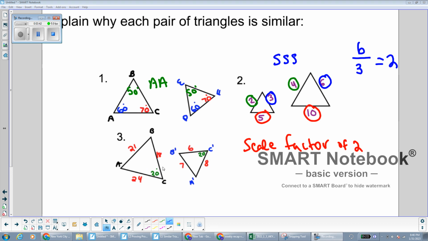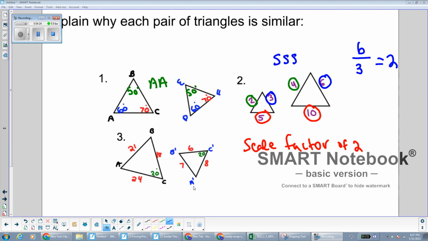The last pair of triangles have 3 pairs of proportional sides as well. To get from the smaller triangle to the bigger triangle, to get from one side to the corresponding side, we are multiplying by 3. So there is a scale factor of 3 to get from the sides of the smaller triangle to the corresponding sides of the bigger triangle. If we were going from the bigger triangle to the smaller triangle, the scale factor wouldn't be 3, it would be 1/3 because we would be making every measurement 1/3 smaller.